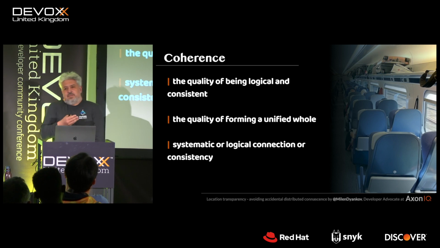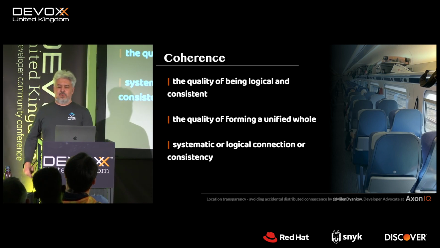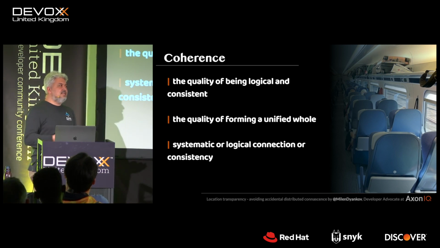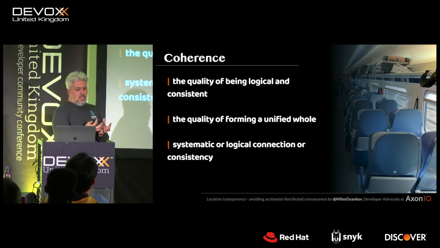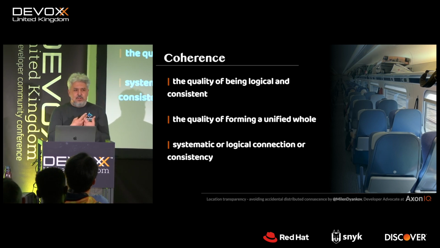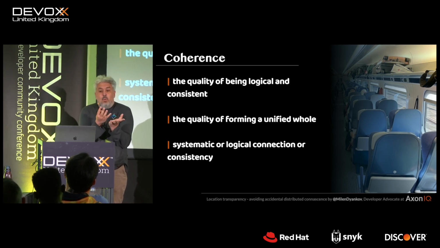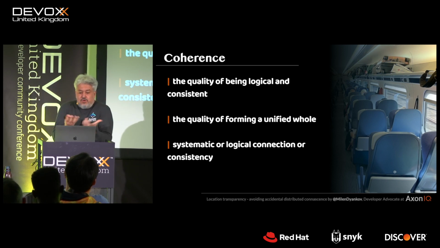Now, you probably have heard about coherence a lot of times. If I asked every single one of you what coherence is, there would probably be at least 10 different versions of it. But essentially, by definition, coherence is the quality of being logically consistent. So you have multiple things that are logically consistent. They're kind of one thing, right? They're forming a unified whole.